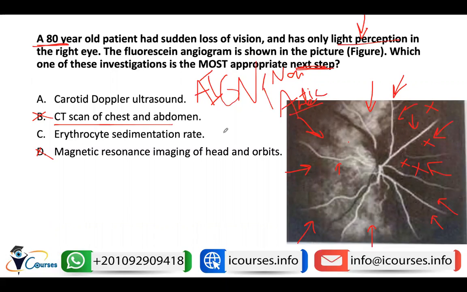The ESR will be helpful to suggest the arteritic ischemic optic neuropathy or giant cell arteritis. On the other hand, the carotid Doppler ultrasound will be helpful for diagnosis of the non-arteritic ischemic optic neuropathy. So again, here we come to the question, could it be arteritic or non-arteritic? So how can we differentiate from the fluorescein angiography? I have mentioned this in the neuro lecture, but let me repeat it.